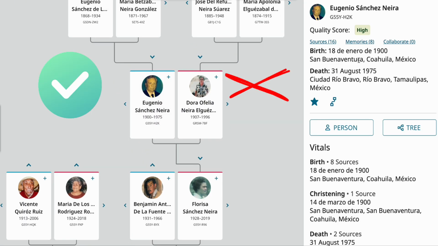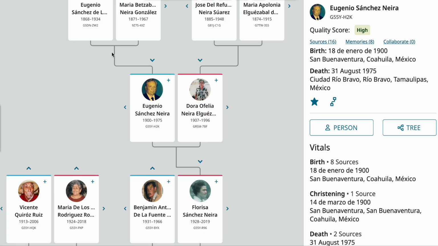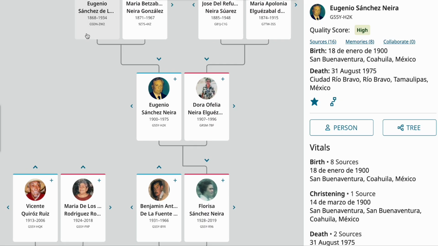So of course, his name was Eugenio Sanchez Neira, born on January 18th of 1900 in San Buenaventura, Coahuila. Passed away in 1975 in Rio Bravo. So of course, now that we know that we have this Mendelian trait inherited from him, we're going to talk about new individuals and where this trait comes from. And as you can see, a little bit of names up here.